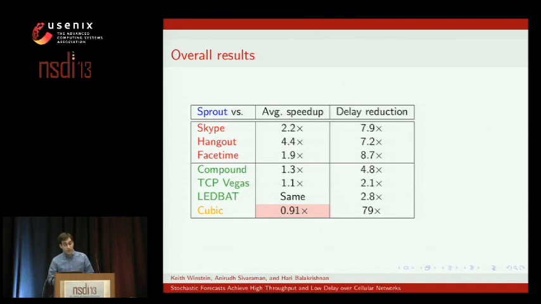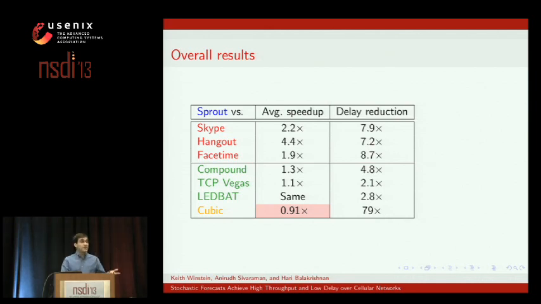Overall, compared, for example, with Skype, we achieve more than twice the bit rate on average and a factor of 8 reduction in delay. Compared with Google Hangout, we get more than a factor of 4 improvement in bit rate and a factor of 7 reduction in delay. The only parameter we lose on ever is against cubic, where we get something like 10% less throughput, but we have a factor of 80 improvement on delay. So, I would take that. But you have a choice.